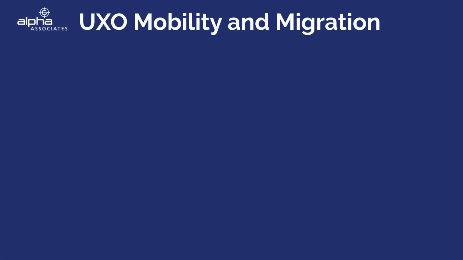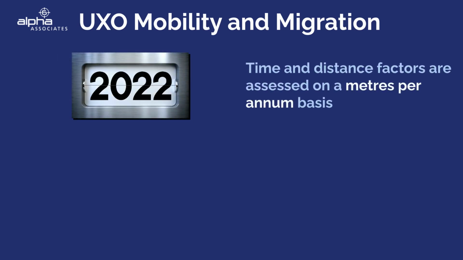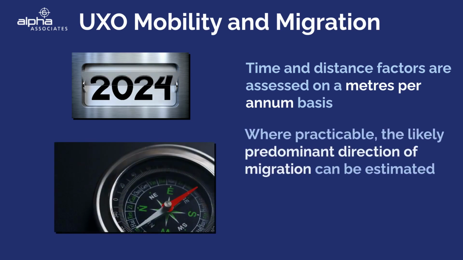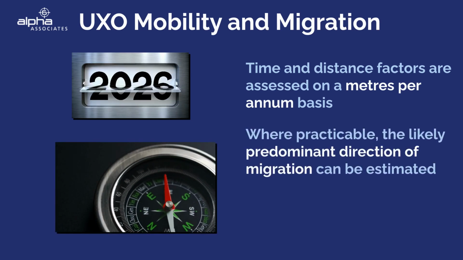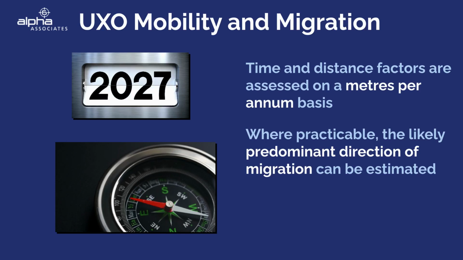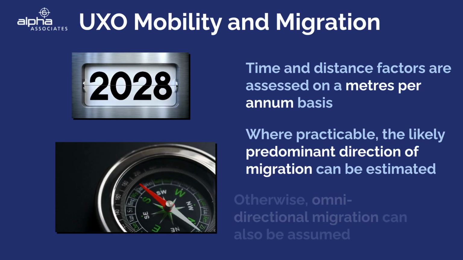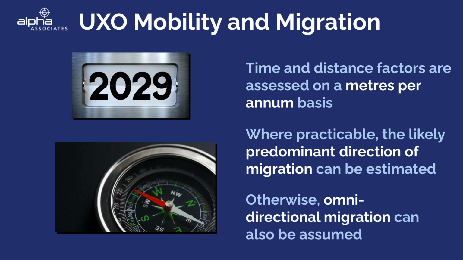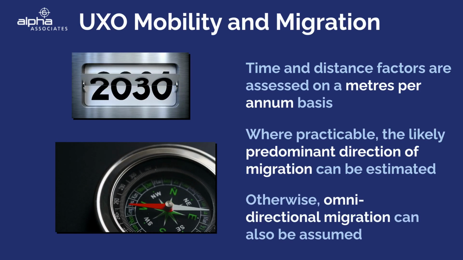Importantly, the MMBA will also assess the circumstances concerning prospective UXO mobility and their capacity to migrate across the seabed with respect to time. Typically, the time and distance factors are assessed on a meters per annum basis. Wherever it is practicable to do so, an MMBA assessment will also define the likely direction of migration, otherwise omnidirectional movement might be determined or may have to be assumed.